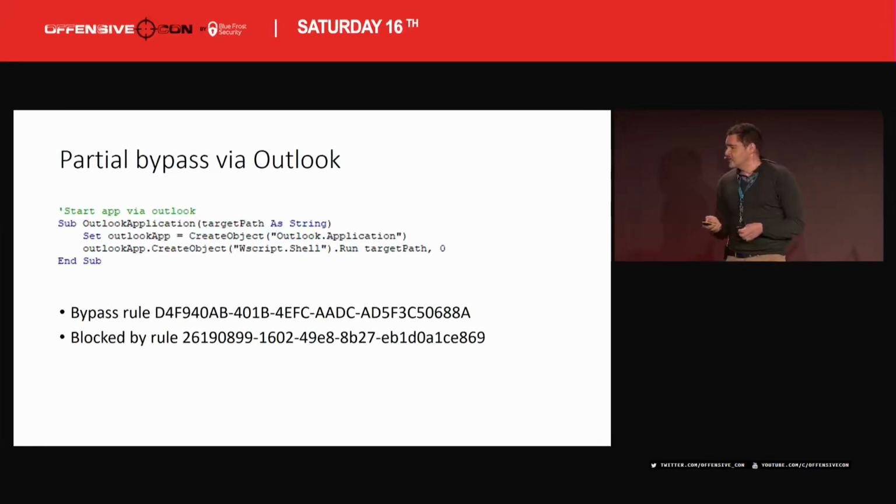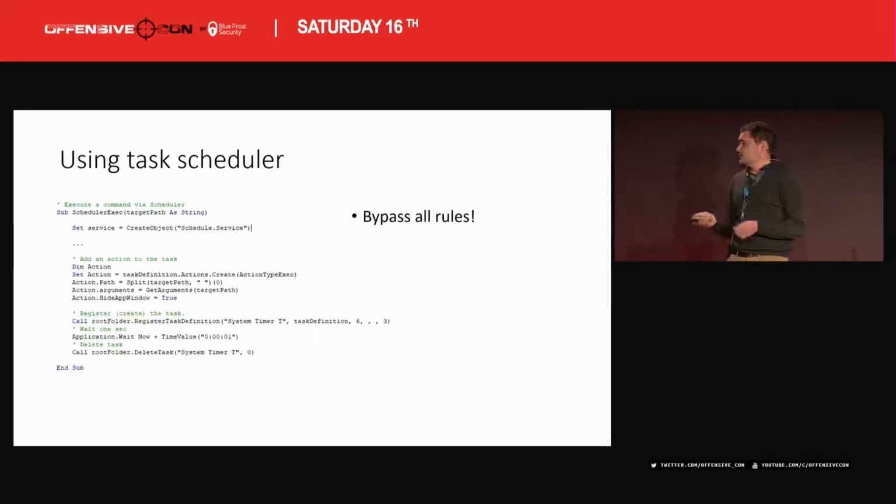Now let's have a look at three examples of full bypass of these rules. So you can use the task scheduler. And this is what I thought about first when I saw this rule. Basically, in this example, I create a task which starts immediately and then delete it. When you do this, the parent process is not Office. So it bypasses the ASR.